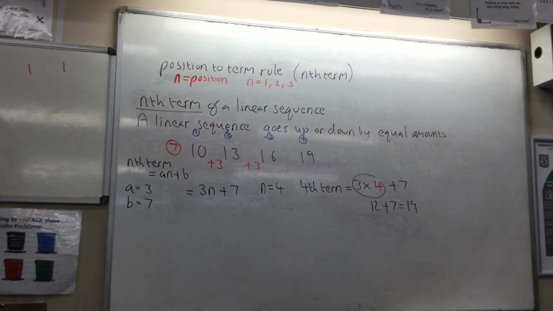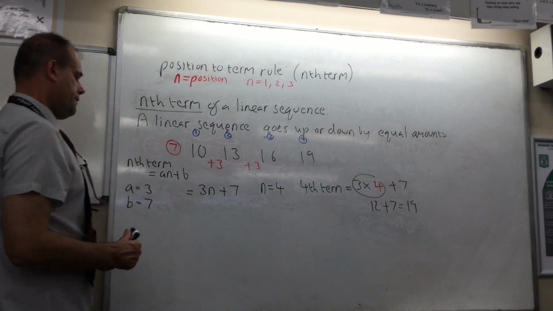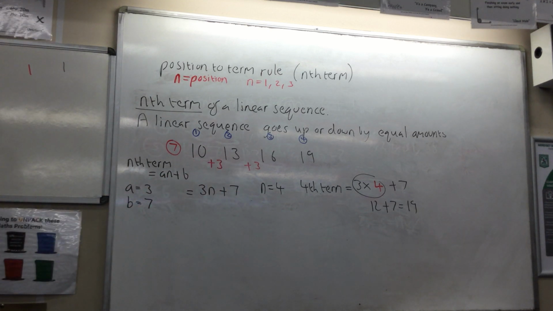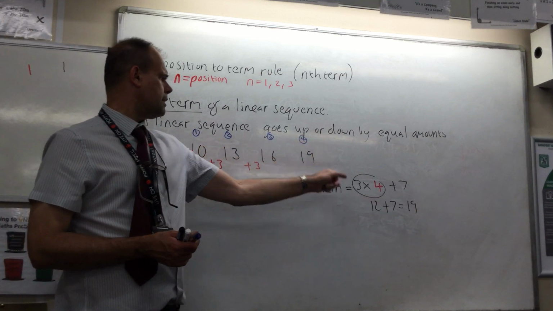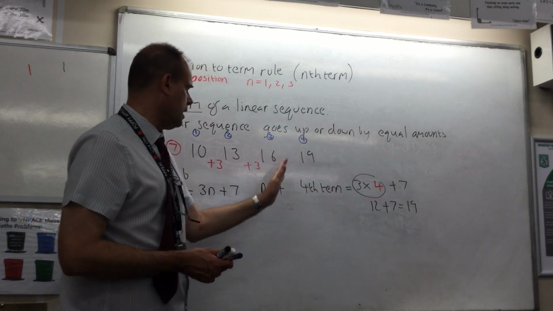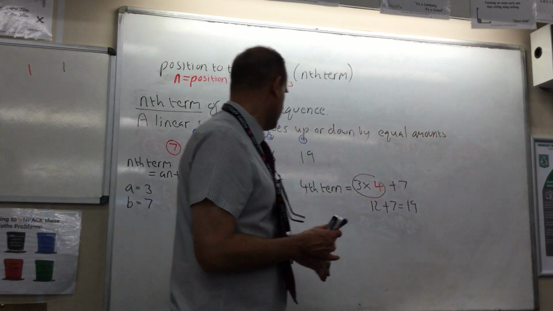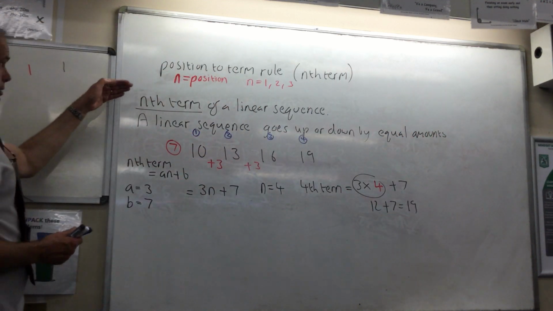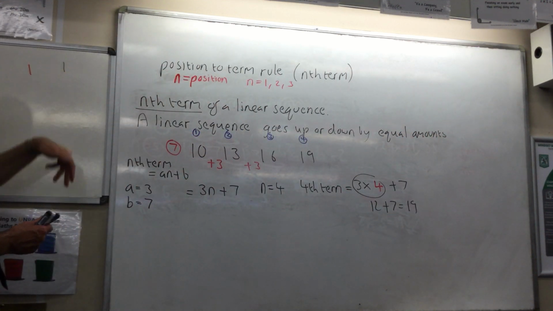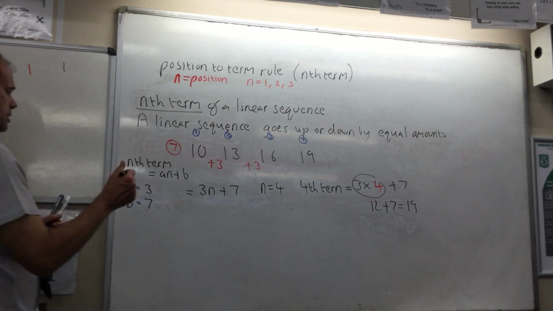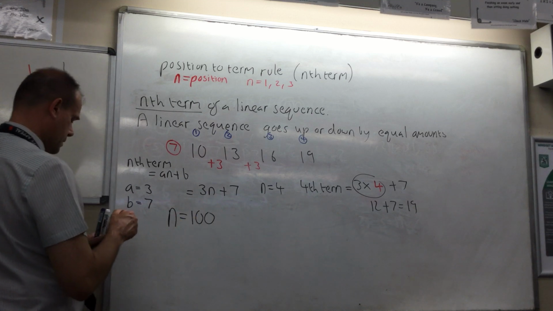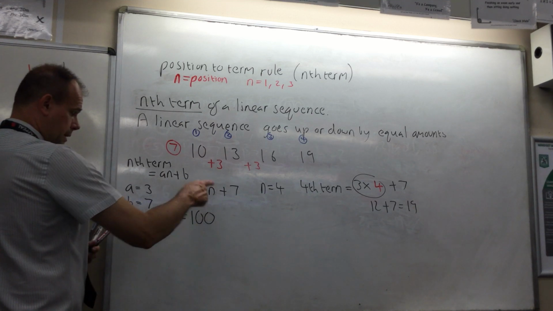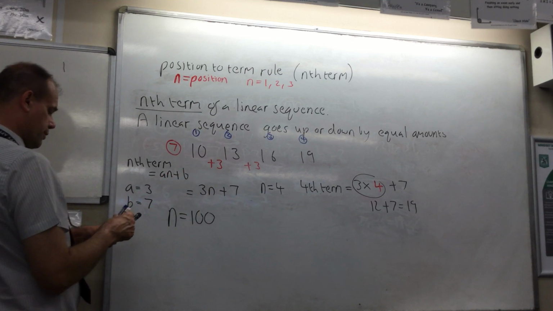What's very clever about this formula is that if I was asked to work out the 100th term, that's a lot of counting. With the term to term rule you keep adding 3, but I want to get straight to the 100th, which is way down here. The formula relates the position straight in. So if I wanted the 100th term, all I do is replace n by 100. If I wanted the 50th term, I replace n by 50.